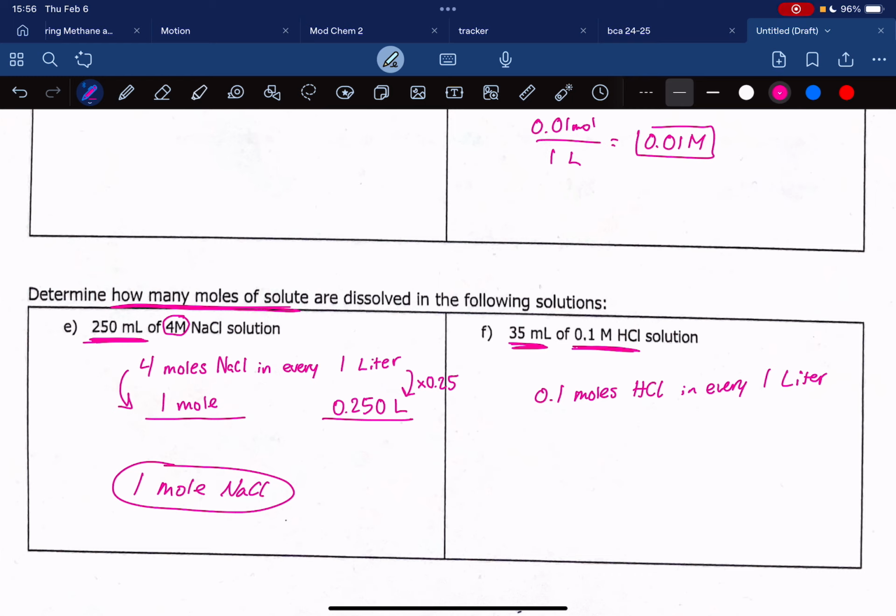And then I don't have 1 liter here. I only have 0.035 liters because that's 35 mils. So I just need to scale that down, right? I'll scale down by multiplying by 0.035. So I'll do that same thing over here. 0.1 times 0.035. And that gets me 0.0035 moles of HCl. And there's my answer. Yeah?